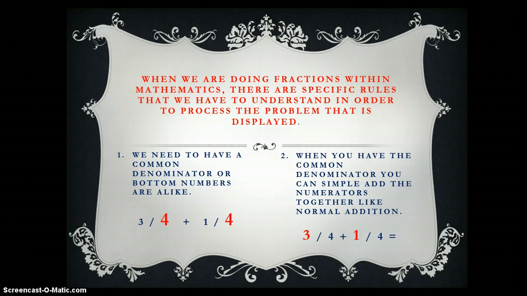The second rule is when you have common denominators, you can simply add the numerators together like normal addition. In this case, we have the 3 in the 3/4 representing the numerator, the top number, and then in the other fraction, 1/4, the 1 is the numerator, again the top number.